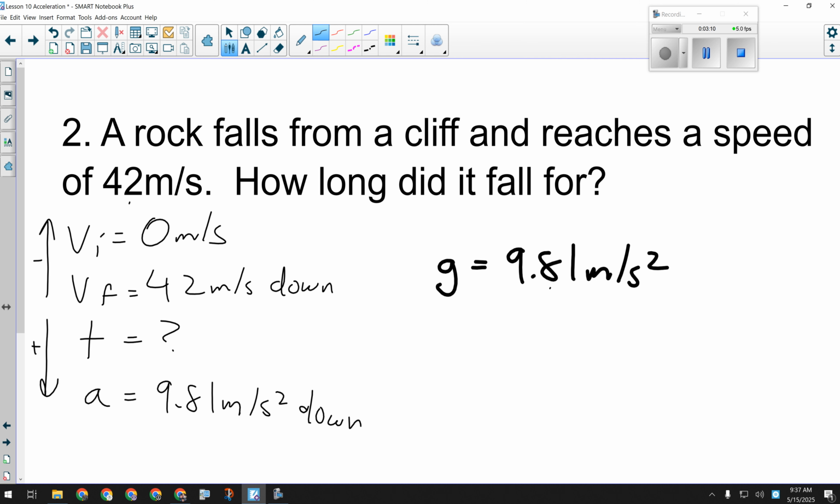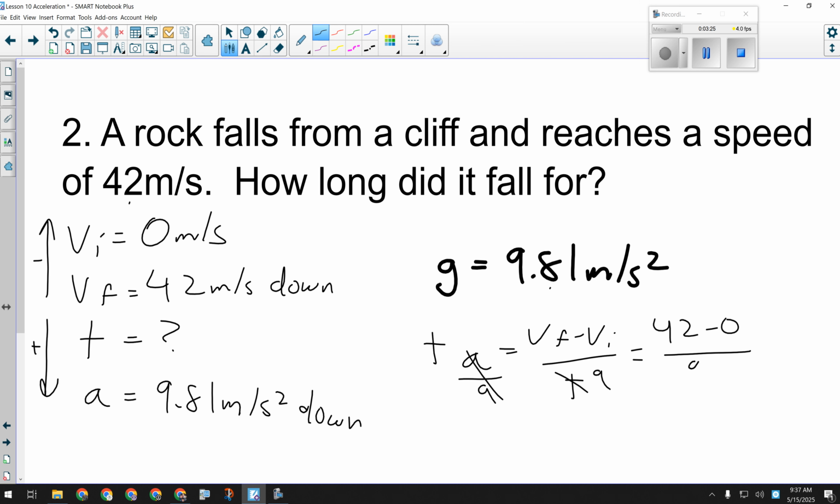All right. So a equals Vf minus Vi over t. If I want to solve for t, multiply both sides by t, divide both sides by a. There's my new formula: 42 minus 0 divided by 9.81. I could also go negative 42 divided by negative 9.81. I'll get the same answer.